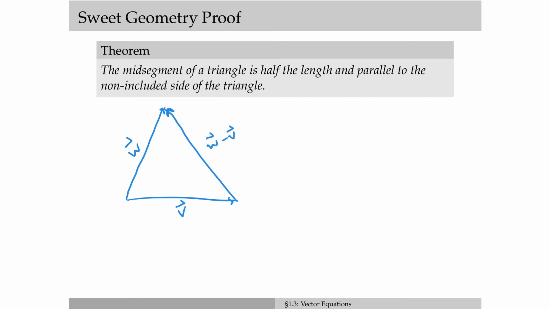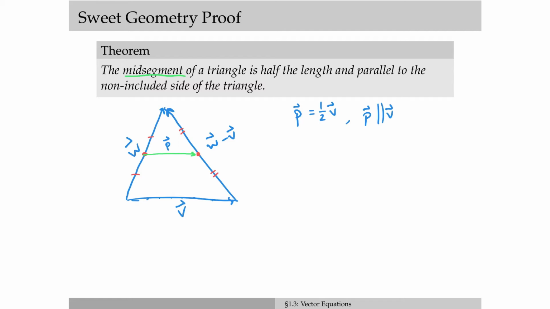And what this theorem says is the following. If I take the midpoint of this side and the midpoint of that side and join those midpoints with a segment, that green segment there, the mid segment, it is half the length of V and it's parallel to V. So if I call this vector, say, P, what I'm claiming is P is 1/2 the length of V and P is parallel to V.